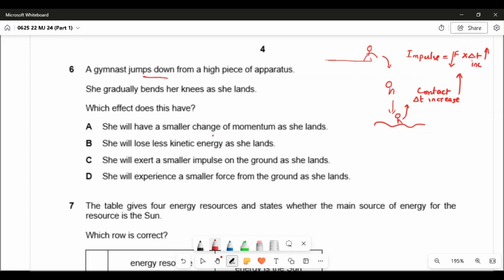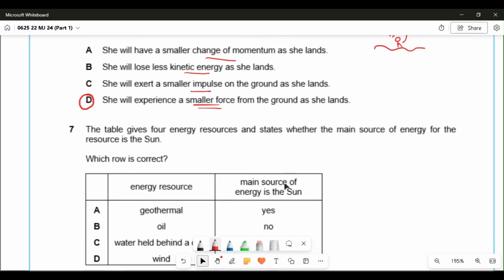So she will have a smaller change in momentum. No, it's not possible. She will lose the kinetic energy. No, the law of conservation of energy says energy loss is not possible. It can only convert. She will exert smaller impulse. No, she is not going to change the impulse, but she will experience a smaller force when she makes contact with the ground because the time is increased.